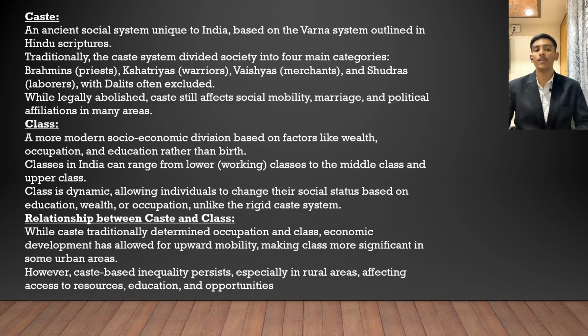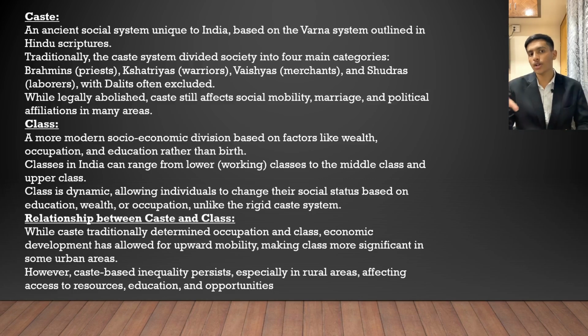Next, what is a caste and a class? There are very different meanings of caste and class in the sociological aspect. In sociology, caste defines the ancient social system which is unique to India. As we know from history, India was based on a Varna system, which was divided into four core parts: Brahmins, who were the priests; Kshatriyas, who were the warriors; Vaishyas, who were the merchants; and Shudras, who were the laborers. Shudras in this regard in Indian society were priorly called Dalits, who were untouchables and excluded from our society.